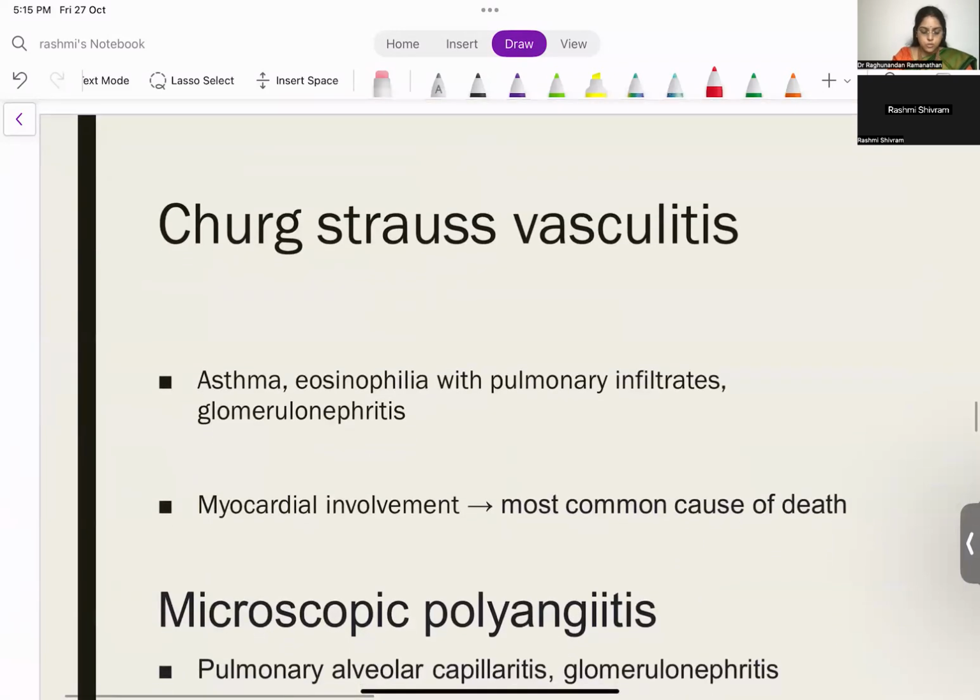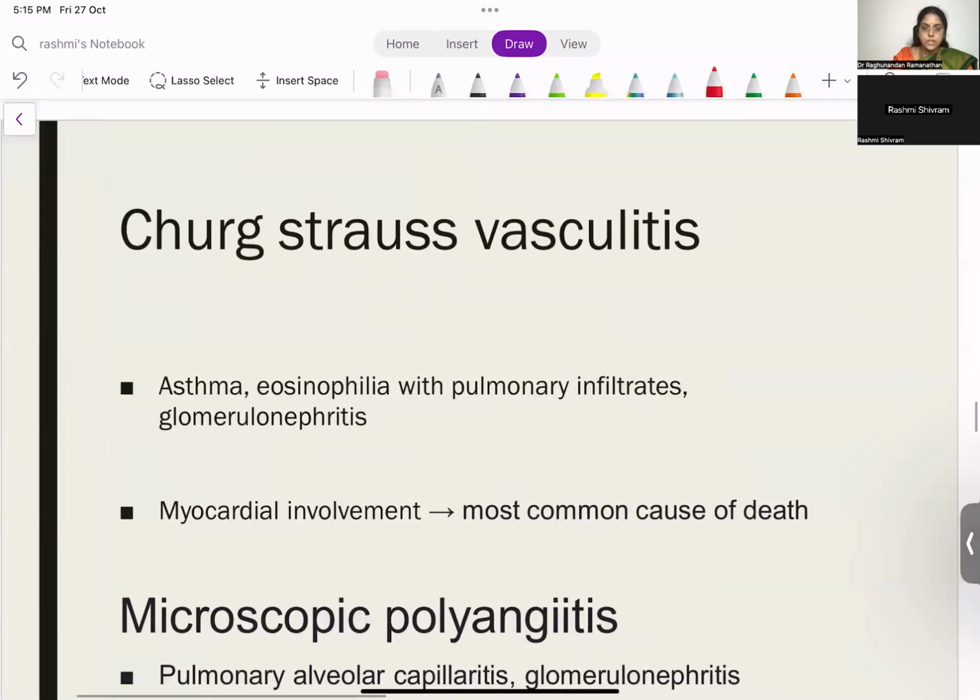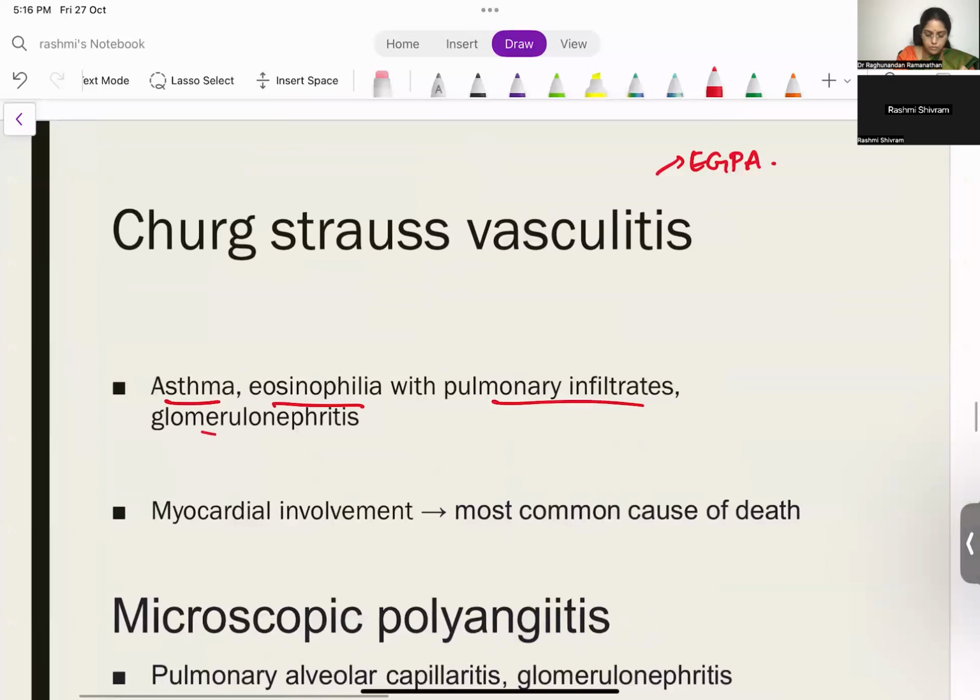So moving on to Churg-Strauss vasculitis. The Churg-Strauss vasculitis is also called EGPA, right? Eosinophilic granulomatosis with polyangiitis. So the patient will have asthma, eosinophilia, and pulmonary infiltrates along with glomerulonephritis. You need to remember this. And in this, what is the most common cause of death? That will be myocardial involvement.